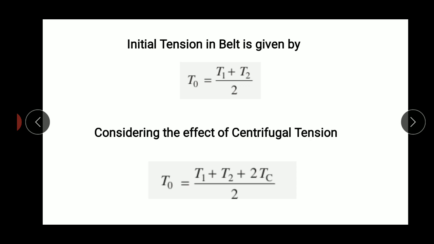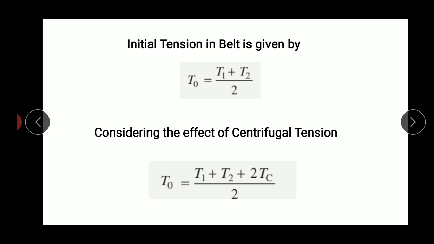While considering the effect of centrifugal tension, this can be rewritten as T0 equal to (T1 plus T2 plus 2 Tc) divided by 2. So while centrifugal tension is considered, T1 gets modified to T1 plus Tc and T2 gets modified to T2 plus Tc. So that equation becomes (T1 plus T2 plus 2 Tc) divided by 2.